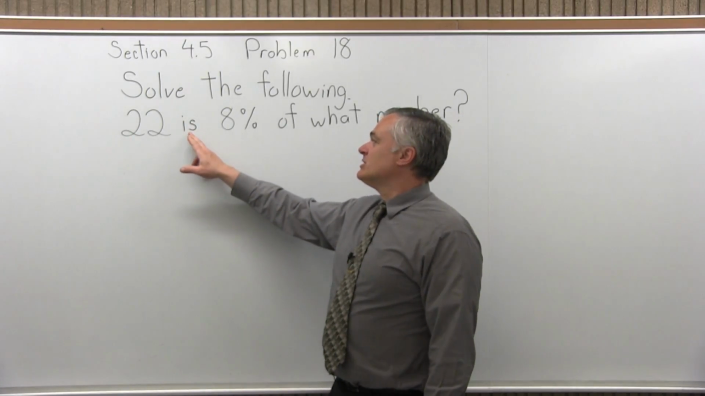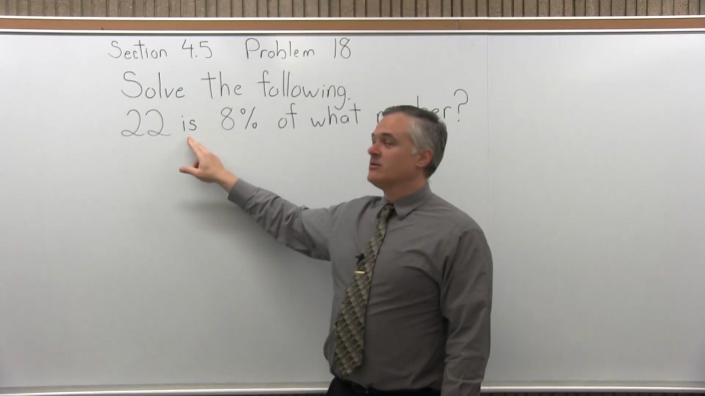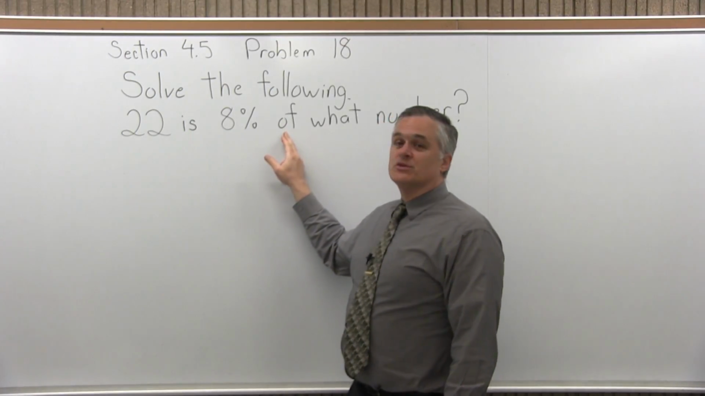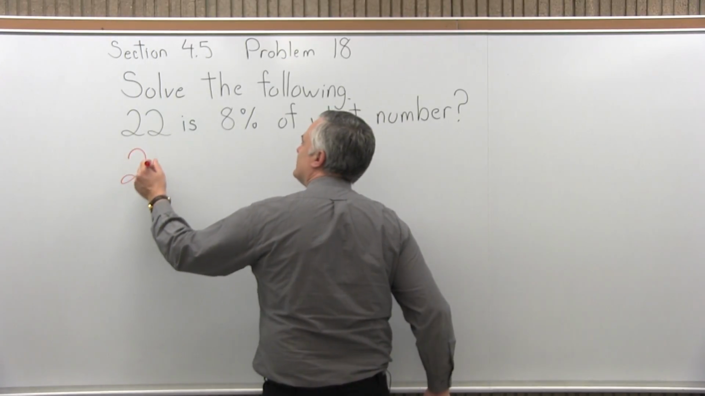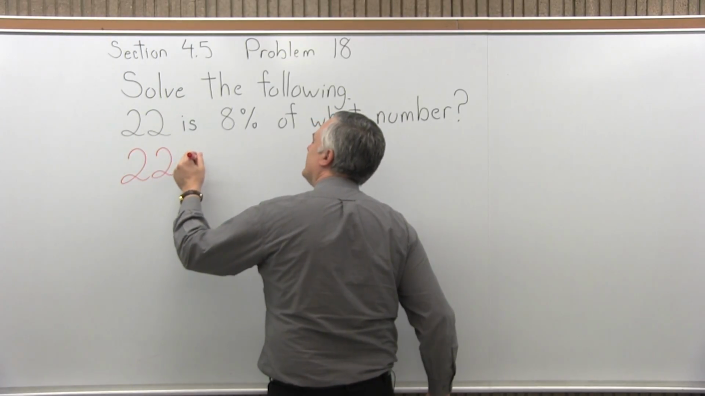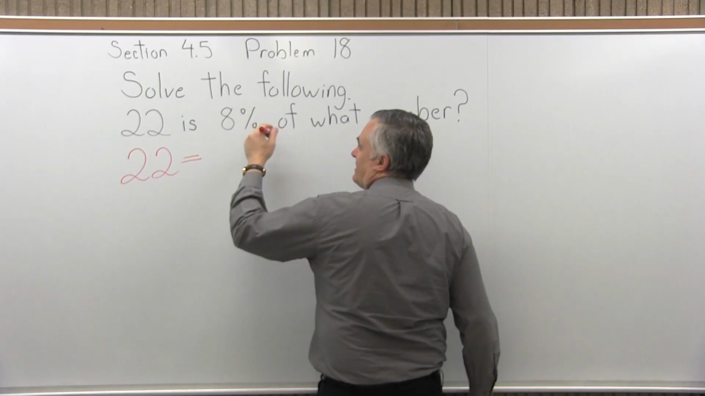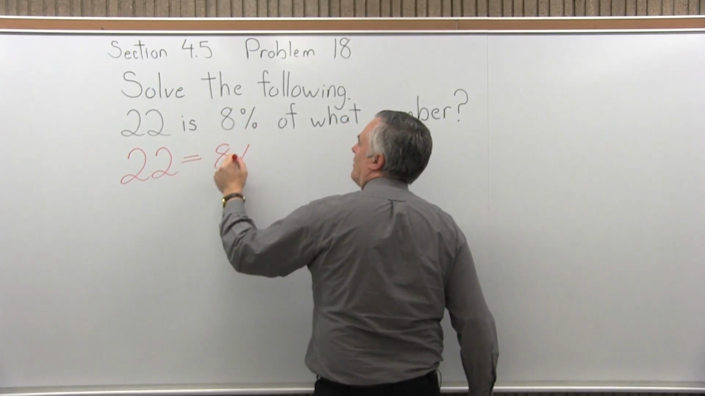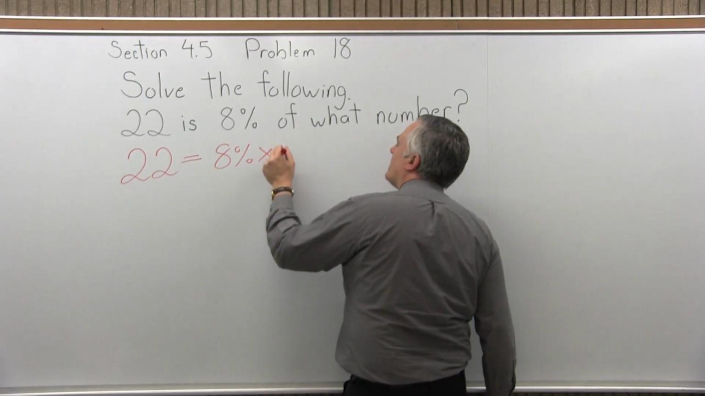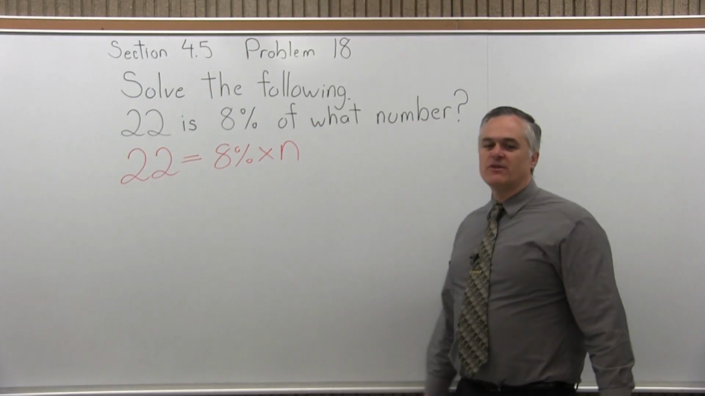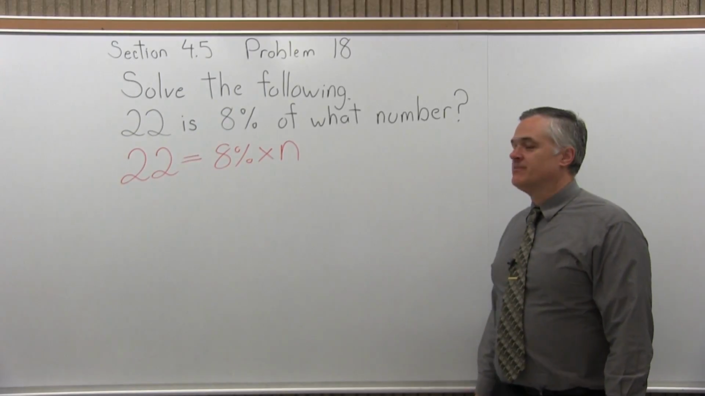To make the equation, the key words are "is," which will become an equals, and "of," which will become a multiply. So "22 is" becomes 22 equals. And then "8% of" becomes 8% times. What number is unknown, so I just leave it as a variable, n. So now it's an equation.